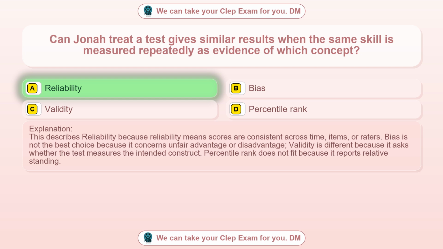This describes reliability because reliability means scores are consistent across time, items, or raters. Bias is not the best choice because it concerns unfair advantage or disadvantage. Validity is different because it asks whether the test measures the intended construct. Percentile rank does not fit because it reports relative standing.